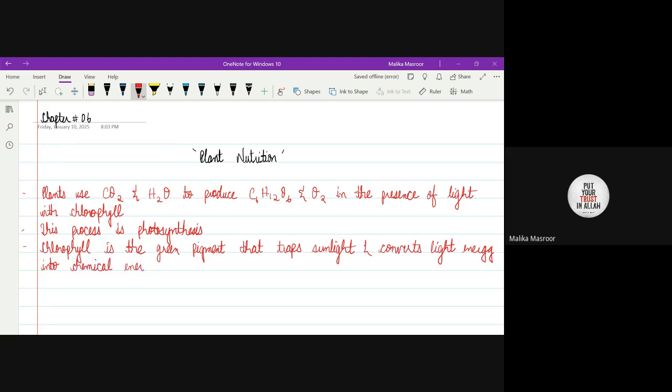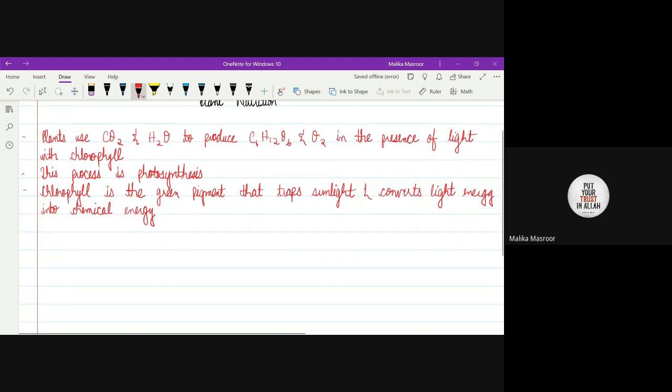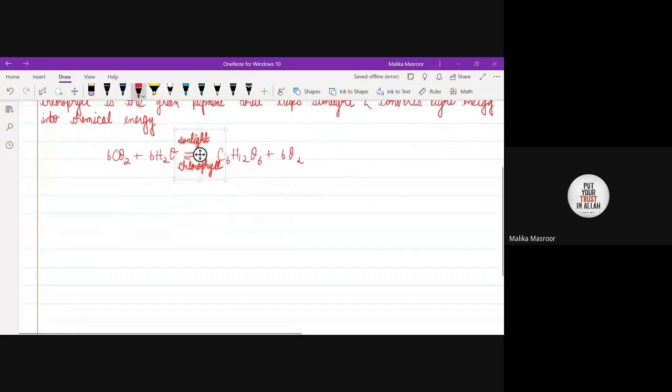Alright, if I talk about the equation, how do you write it? First, let's talk about the symbolic equation. It's a reversible reaction, obviously. You have sunlight and chlorophyll. Now, sometimes they ask you what is on the arrow, sometimes they don't. If they do, then you know what is on the arrow. This was a symbolic equation.